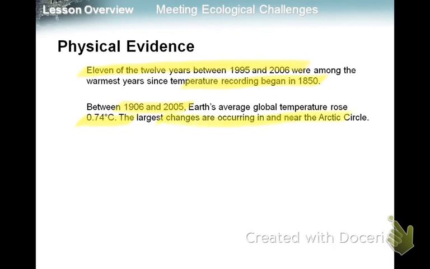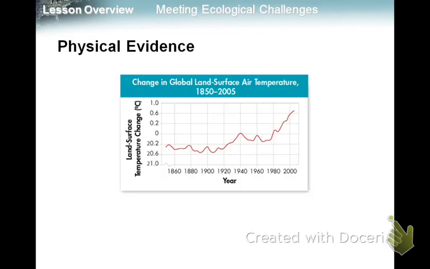The largest changes are occurring in and near the Arctic Circle, and you saw in Too Hot Not to Handle why that is. You have white surfaces being replaced by darker surfaces, green or gray or black, and so that speeds along that warming pattern in the poles. Here you see a graph of the change in global land surface air temperature.